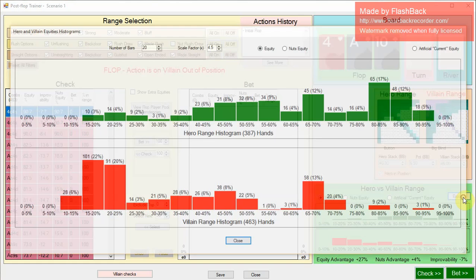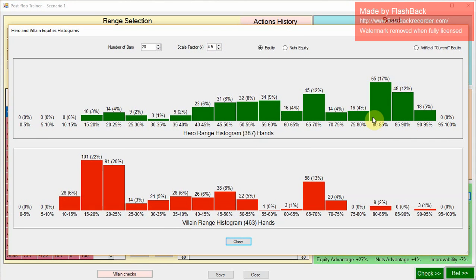We also have this information here, which are equity histograms, which show the distribution of the hands in both the hero's range and the villain's range, and where they sit in terms of what percentage equity each hand has. So you can see at the moment, the hero's range is quite significantly ahead of the villain's range. In fact, there's a 27% equity advantage and a 4% nuts advantage.